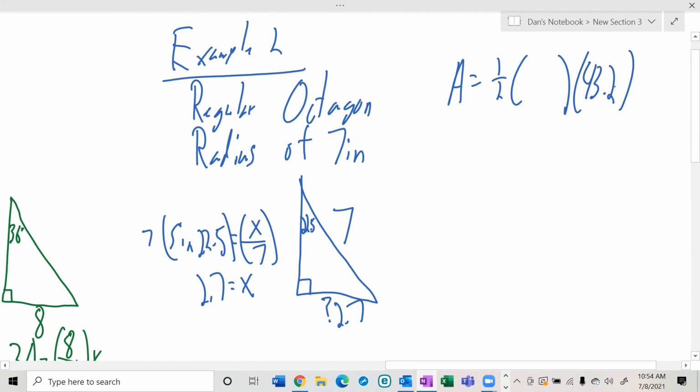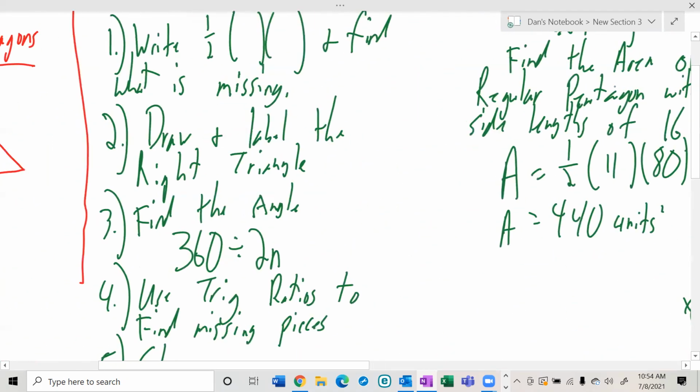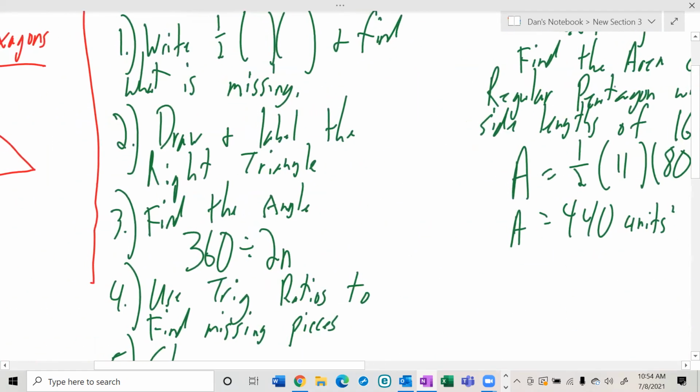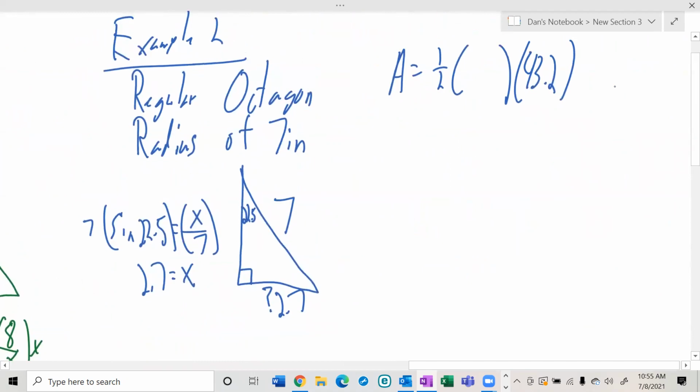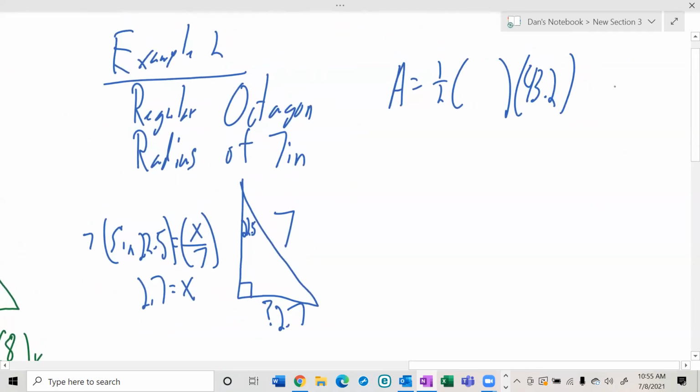All right. Use triangle angle sums and trig ratios to find the missing pieces. We got one missing piece, and we've got another missing piece. Emily, what else is missing? The apothem. You want to find the apothem? All right, let's do it. Let's find the apothem.